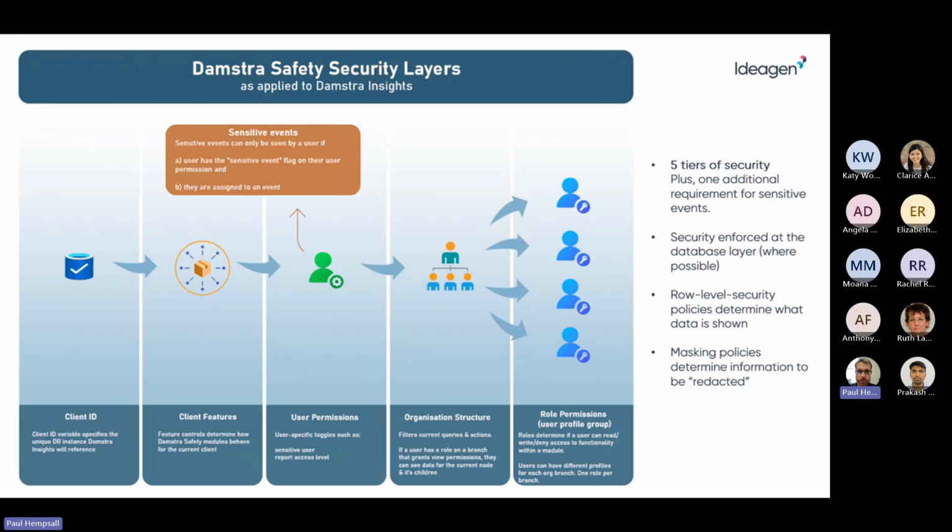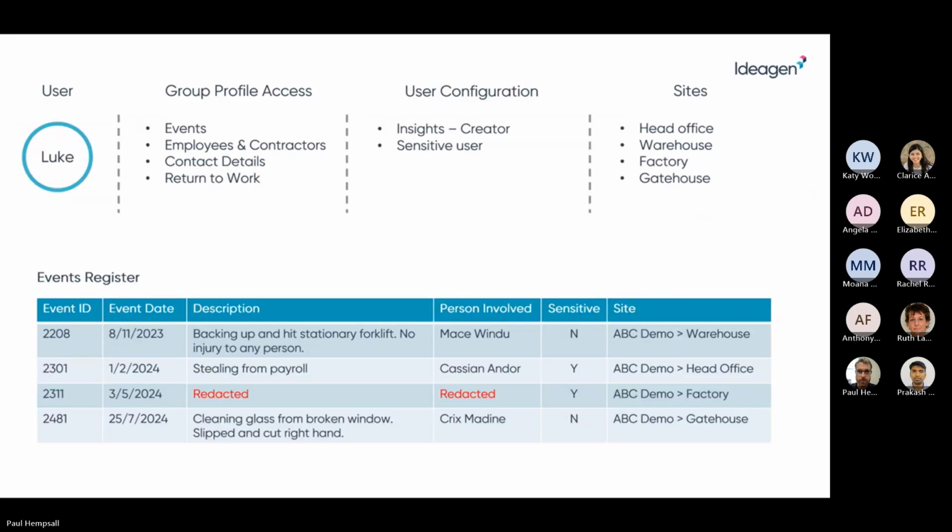And so I need to have particular settings in my user account and my group profile to allow me to actually see that information. And if I don't have those permissions in my group profile or user permissions, then that information will be redacted. So it's about making sure that we don't expose information to people that shouldn't be able to see it. So I've got a couple of examples.